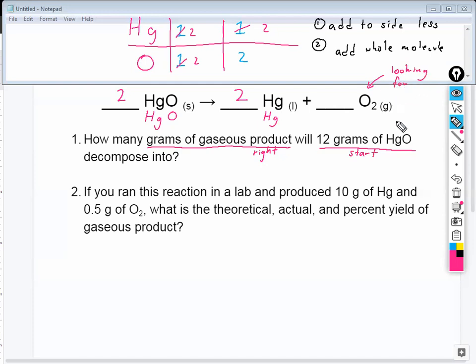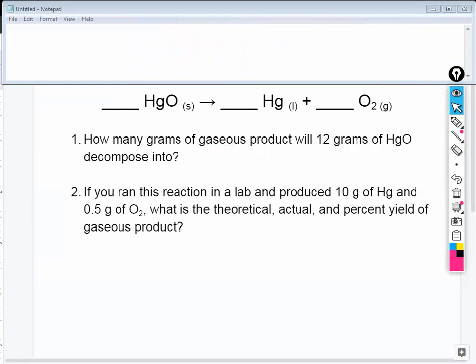All right. So what we need to do now is find the molar mass of these chemicals, the two important ones. HgO is important, and O2 is important. So we're going to go to the periodic table and find their molar masses. Okay, so let's pull out our periodic tables.